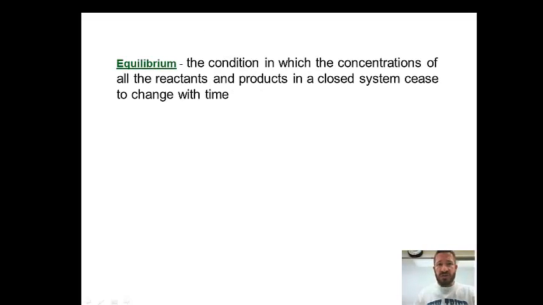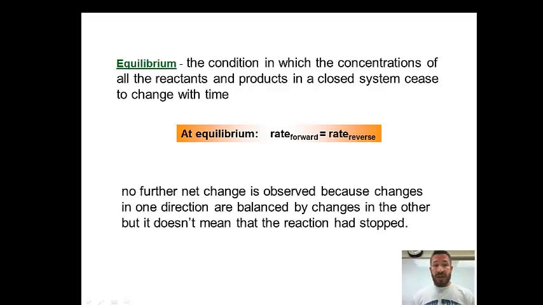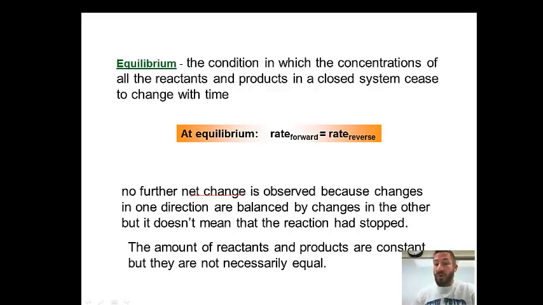Now, what else would this equal? So let's define equilibrium. Equilibrium is a condition in which the concentrations of all the reactants and the products in a closed system cease to change with time. So at equilibrium, the rate of the forward is equal to the rate of the reverse. Now, notice at equilibrium, there's no further net change that can be observed because the changes in one direction are balanced out by changes you see in the other direction. So the reaction is not really stopped, even though we don't see a change.